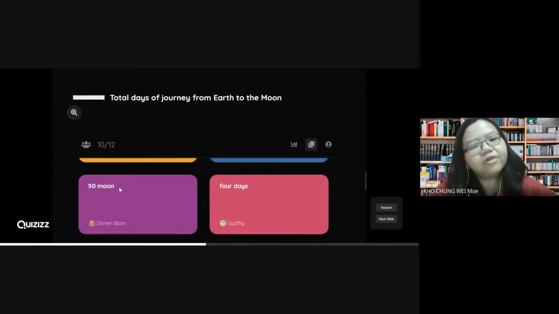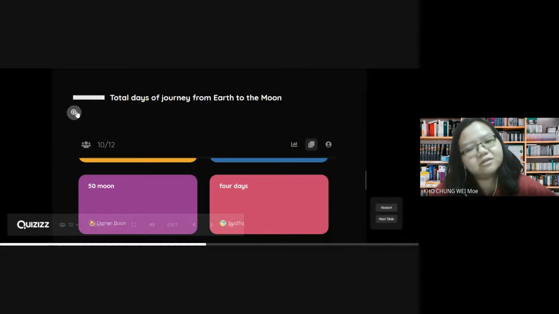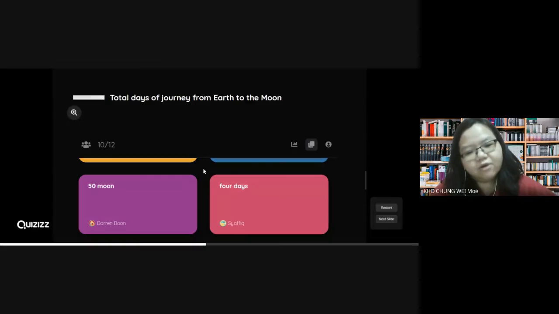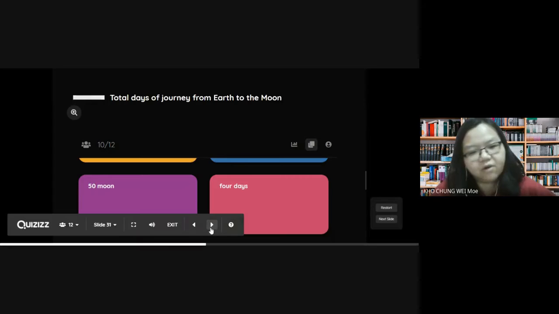Darren, how on earth can it be 50 moon? It collected 50 moon rocks. Please read carefully. Including 50 moon rocks. It's not the number of days that it took for the journey to the moon. You see, the crew journeyed to the moon for 4 days. So it means that the total number of days of journey from Earth to the moon is 4 days. Nothing to do with the 50 moon rocks. Okay? It's very obvious.